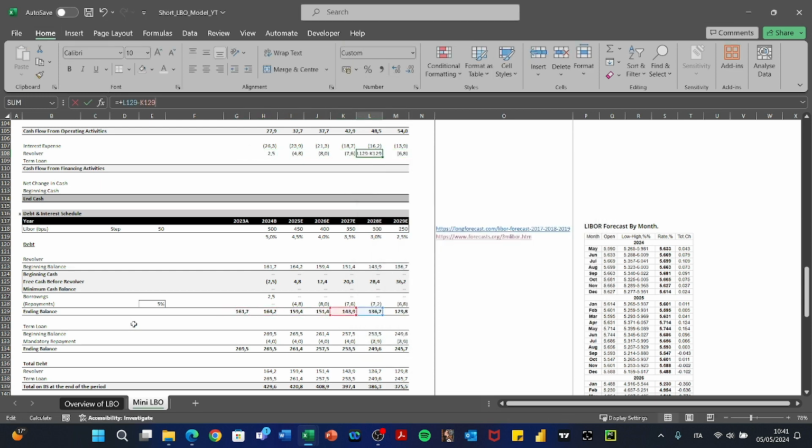Here I'm going to stop. Capital loan, ending balance should be negative 4. Okay. Sum of that. Okay.